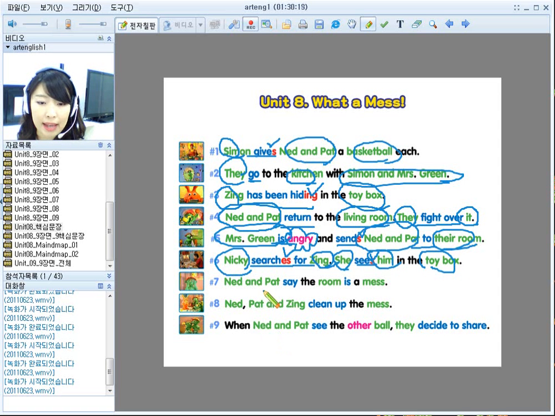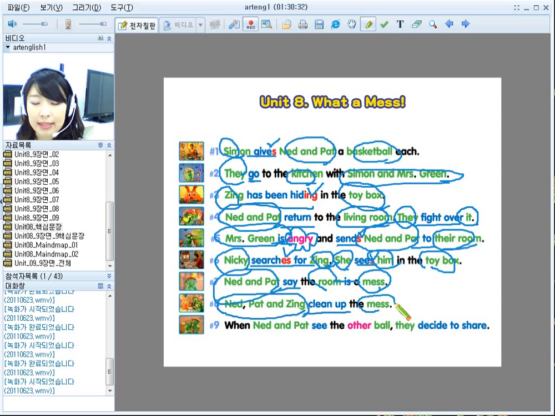And what happened next in scene 7? Ned and Pat say the room is a mess. And in scene 8, Ned, Pat, and Zing clean up the mess. And Nikki helped them in the workshop through the computer. And in scene 9, what happened? When Ned and Pat see the other ball, they decide to share.